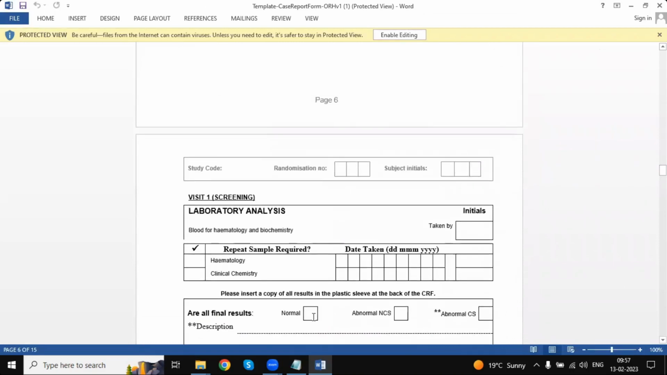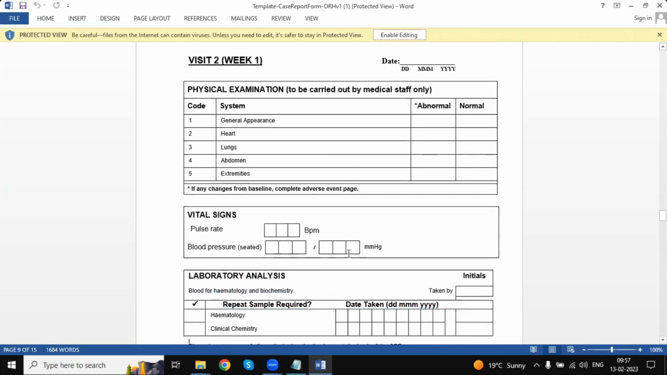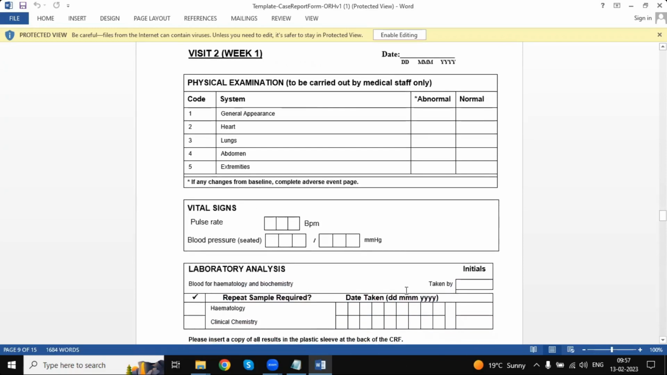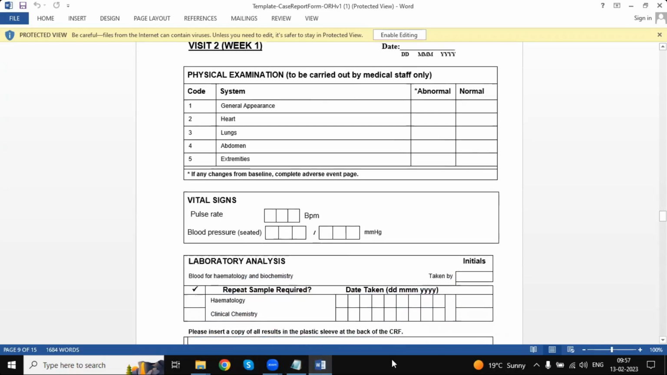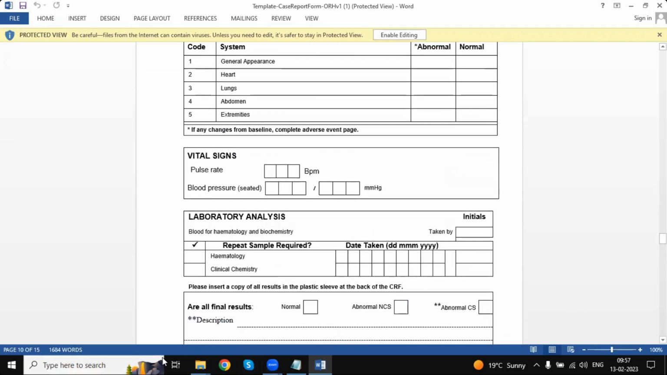And for these tests, hematology, clinical chemistry, and urine analysis, the test results will be captured, and these tests will be done every time, at every visit. For example, at the time of screening, we'll do all the tests and capture the results. Then when it comes to another visit, for example week 1, the second visit, again we'll do the same tests and capture the same test results. Again, we come for another visit, we'll do the same and capture the test results.